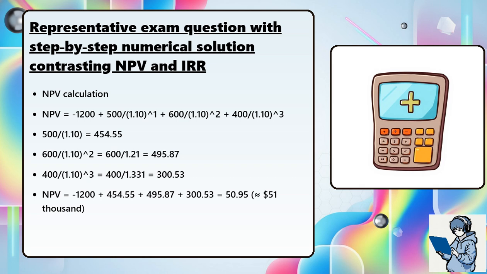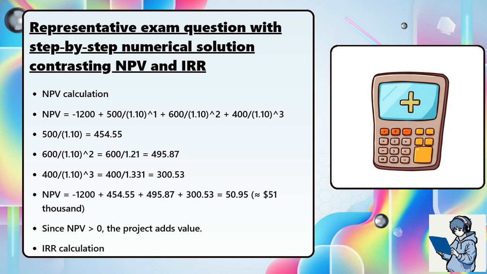NPV equals negative 1200 plus 454.55 plus 495.87 plus 300.53 equals $50.95 thousand, approximately $51,000. Since NPV is greater than 0, the project adds value.